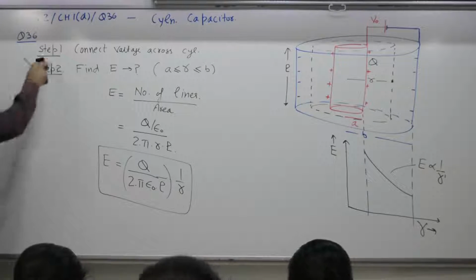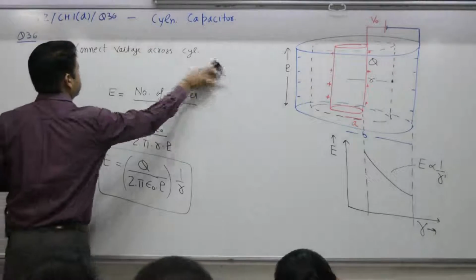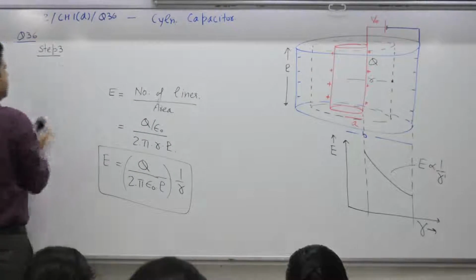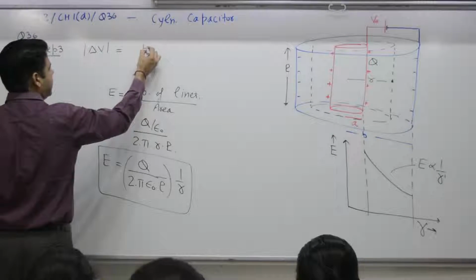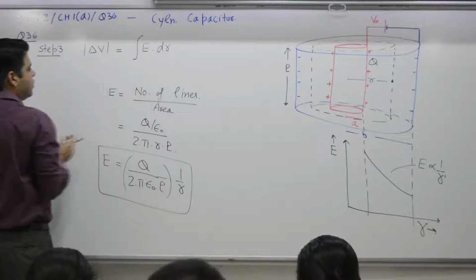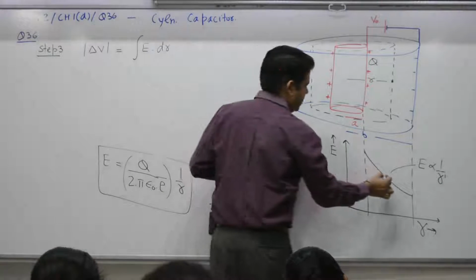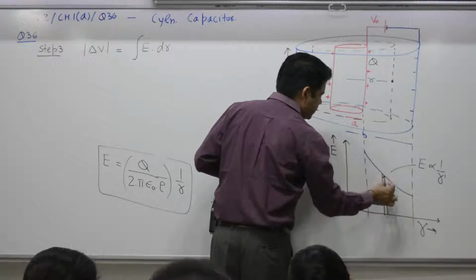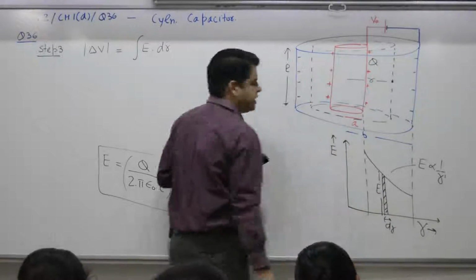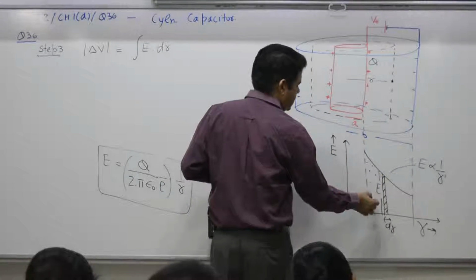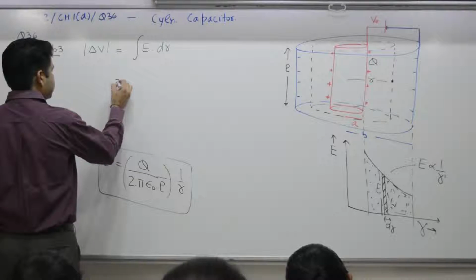Step 3. Step 3 is what? To find the potential difference. Voltage difference magnitude is equal to what? The area under the E-r graph, or integration of E. That means what? E dr represents what? E into dr represents this small area. This is E, this is dr. So this small area is E dr. Total area under the graph is what? Integration.